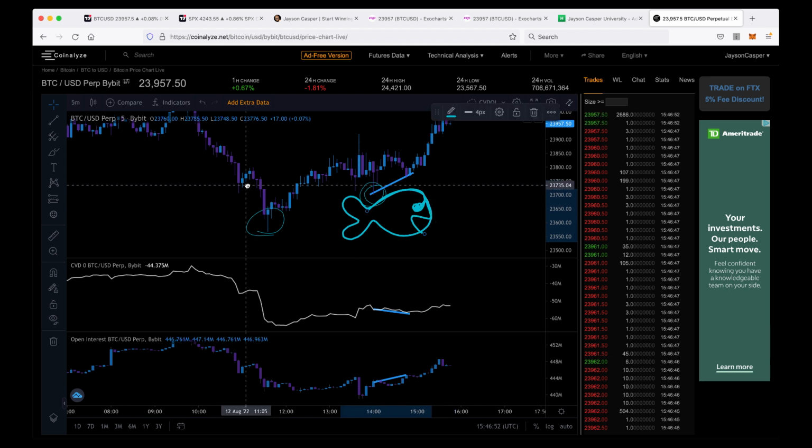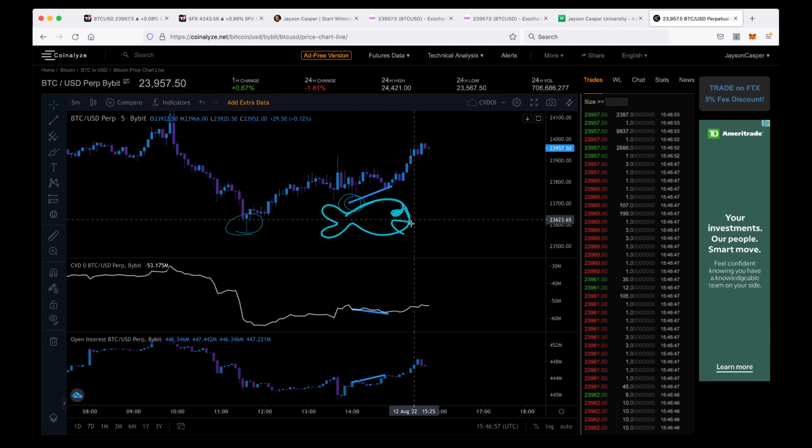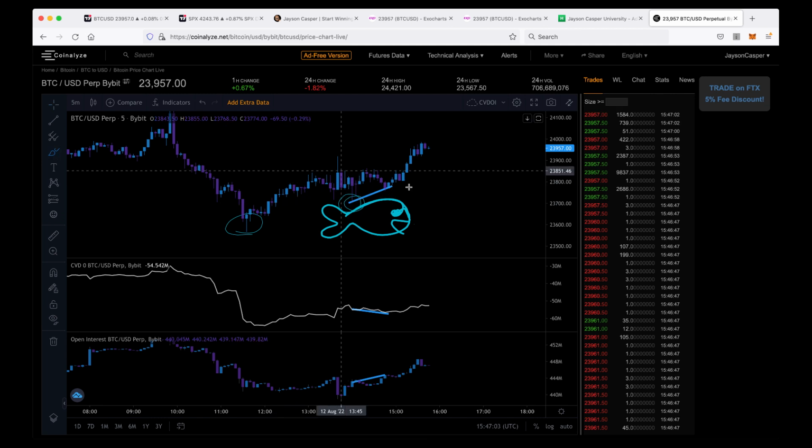Because this whale can't just market order into the trade, right? The fees will be too much, there will be slippage. Instead, they have to place a limit order, and that limit order can only be filled by people market shorting.